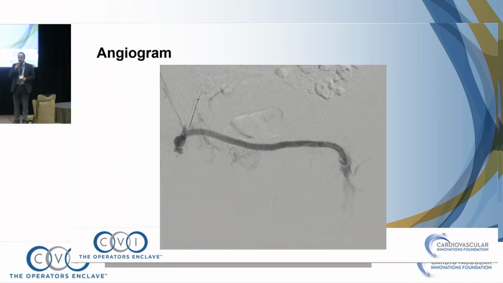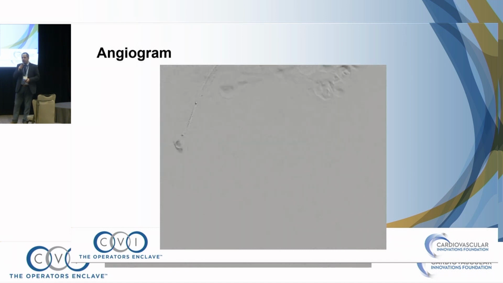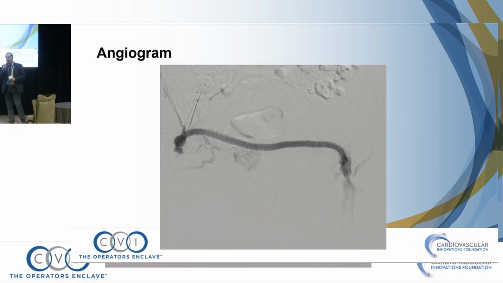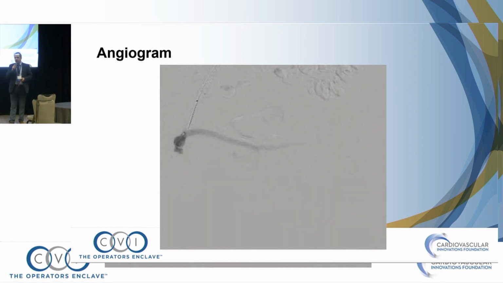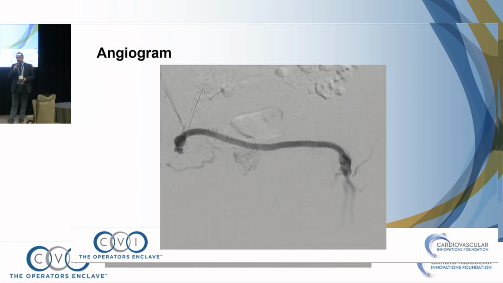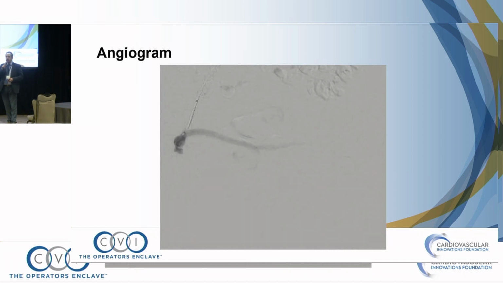So this is our selective imaging. You can see the fem is open. The left side has good flow. We did a full run, and there was no disease on the left side. But you see this is a short occlusion in the right distal common femoral and ostial SFA.